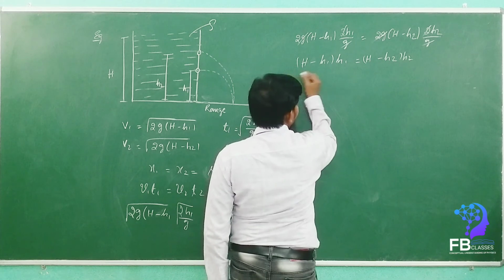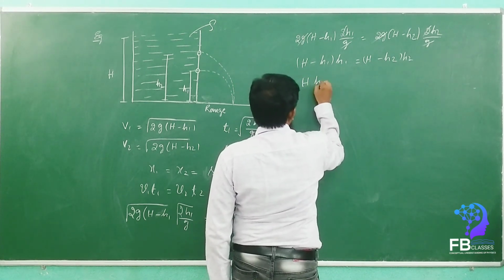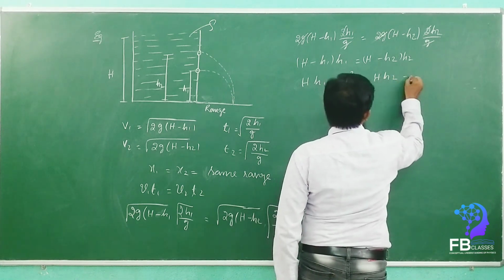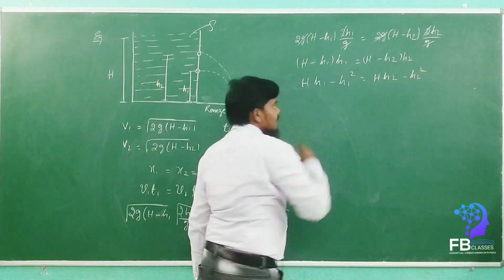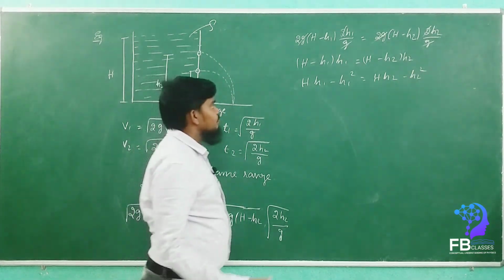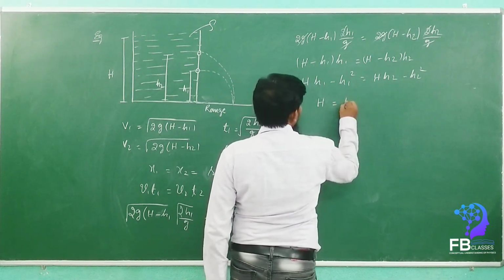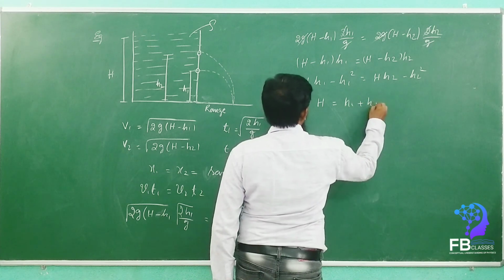See here, H H1 minus H1 square is equal to H H2 minus H2 whole square. Got it? Understand everyone? So now what answer will come? H is equal to H1 plus H2.